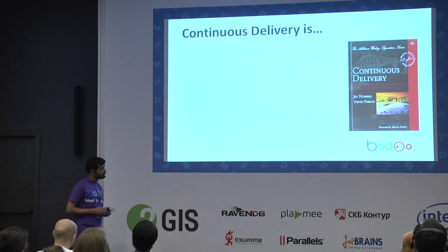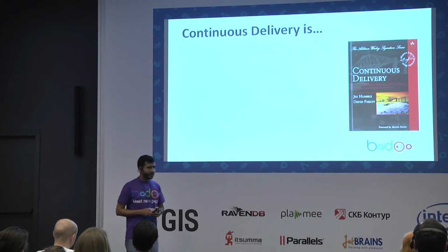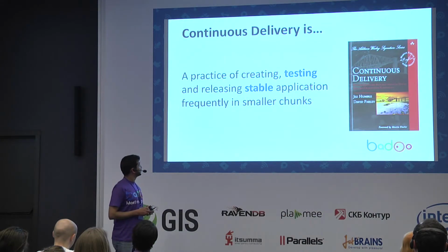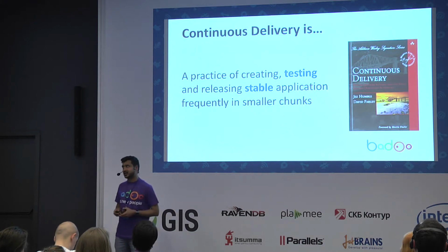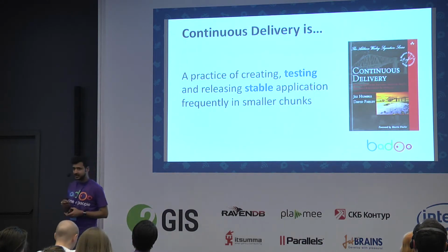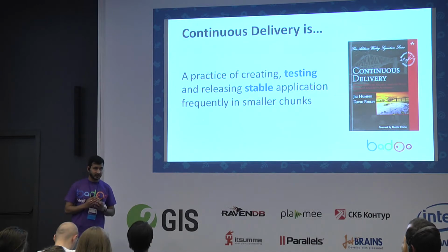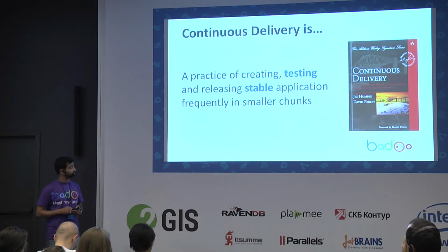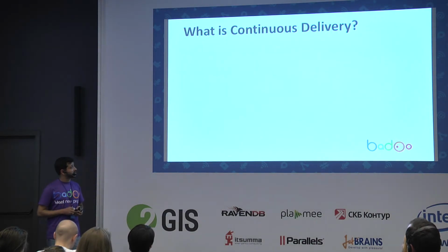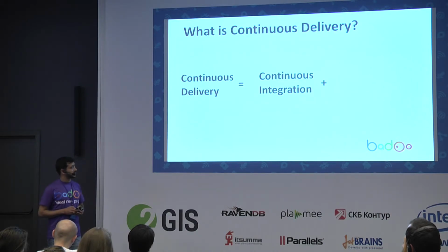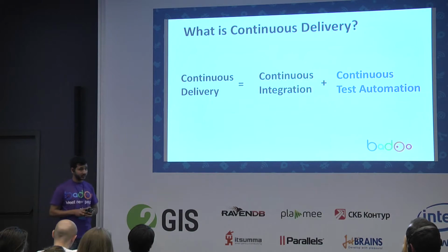So what is continuous delivery? According to process gurus, continuous delivery is a practice of creating, testing, and releasing stable applications frequently in smaller chunks. It covers how you develop the code from the product design to the release, and how the developers push the code to the repository. To make it shorter, continuous delivery is a combination of continuous integration and continuous test automation.